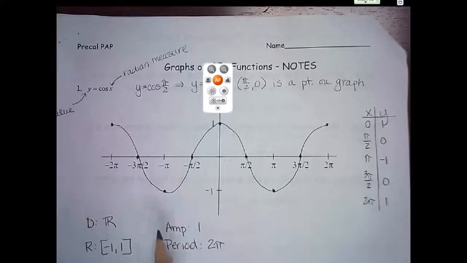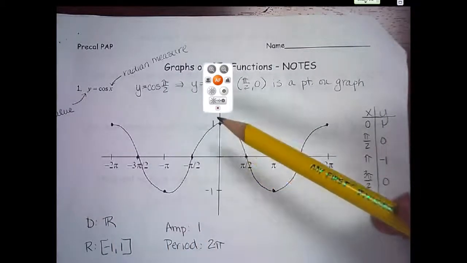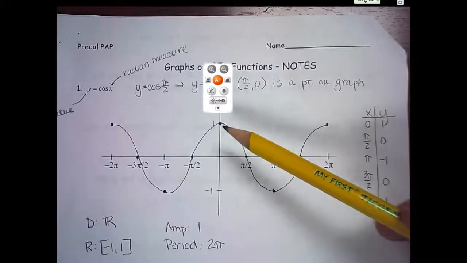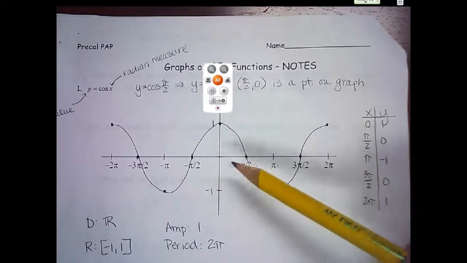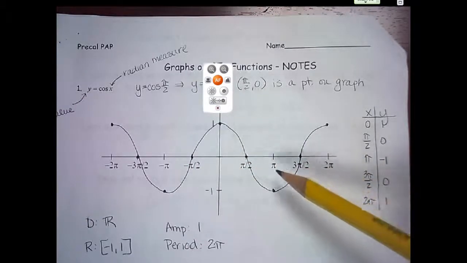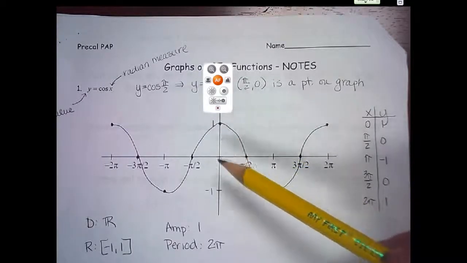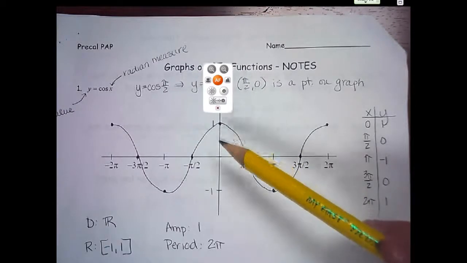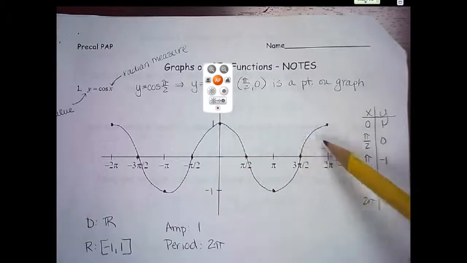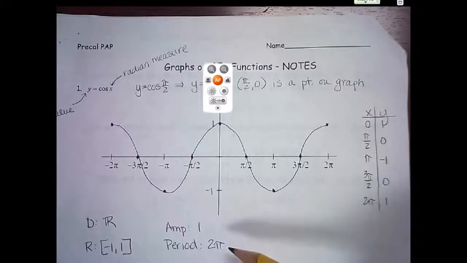Okay, amplitude is the distance from the midline to the top of your graph. The period is the distance according to the x-axis from when the graph starts to repeat itself. And you can kind of see that it makes two copies right here, 1, 2, just like this. So from 0 to 2 pi is 1 copy, so the distance is 2 pi.